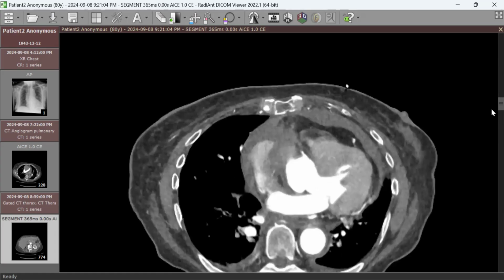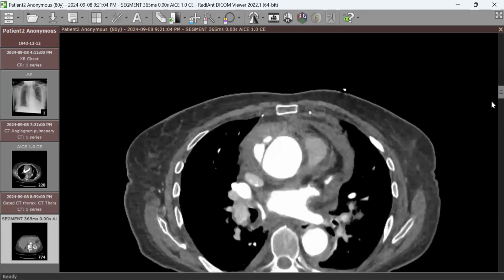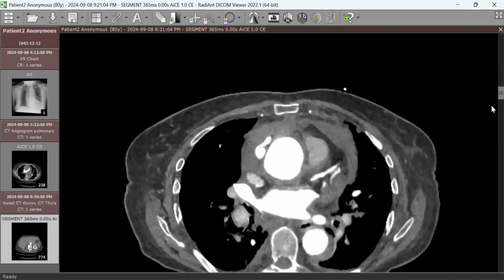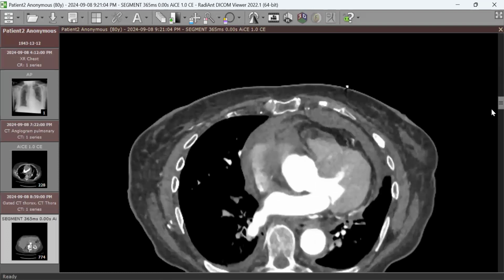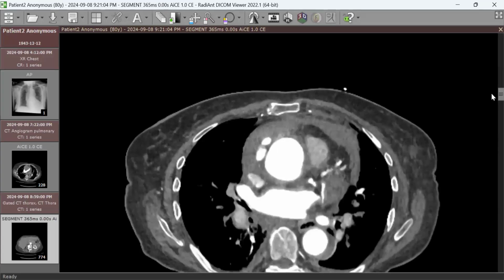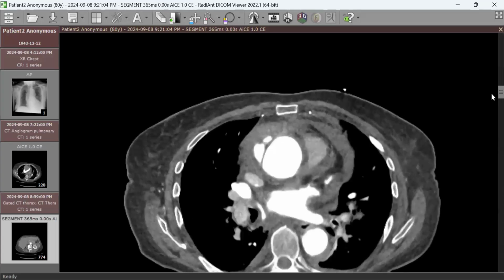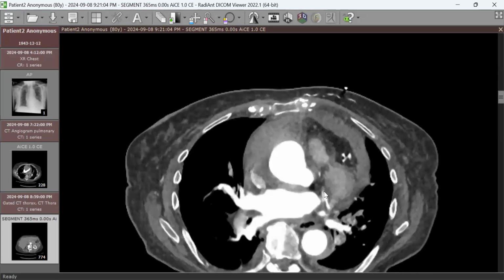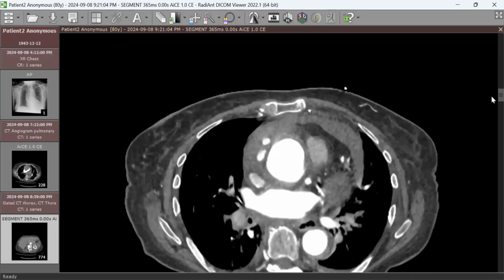So we didn't see any dissection flap, right? But still, we can comment and see there's patent. This is right coronary artery and patent left. Okay. See left anterior descending and circumflex. You can see it, right? No. It's going down. So patent coronary arteries.